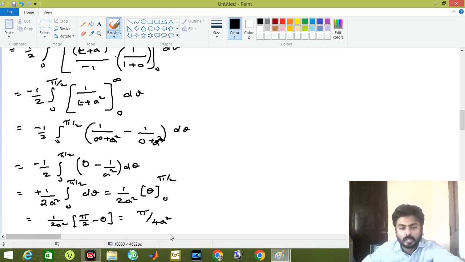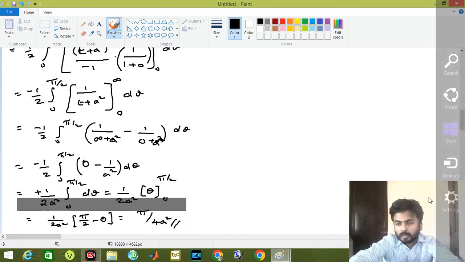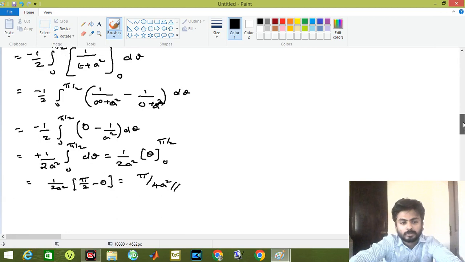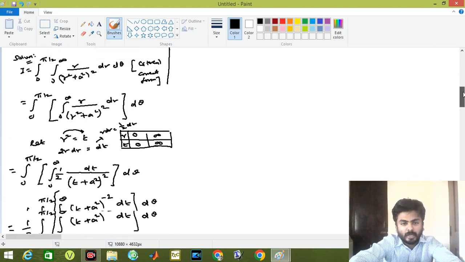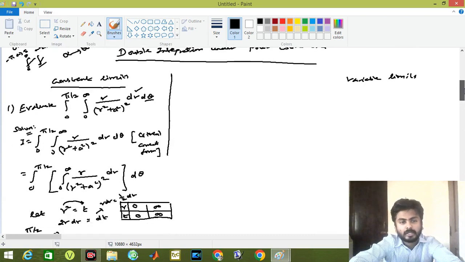This is the required solution. So you have to be thorough with the concept and the problems. Okay, so this is one fine example and one important example for double integration under polar coordinates with constant limits.